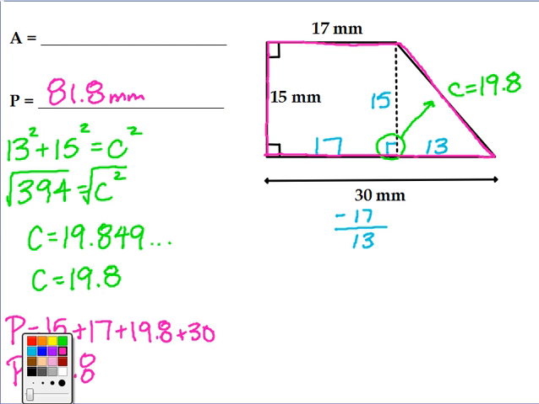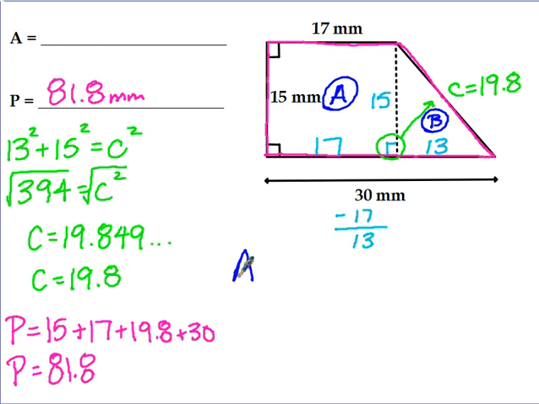Now, finding the area is going to be a little bit trickier. We have to do two different areas, so I'm just going to label it A and B. And we've broken these up before, we just never broke them up into rectangles and triangles. Usually we were just breaking them up into a few rectangles. So the area of A is just length times width. So that's just 15 times 17, which is 255.